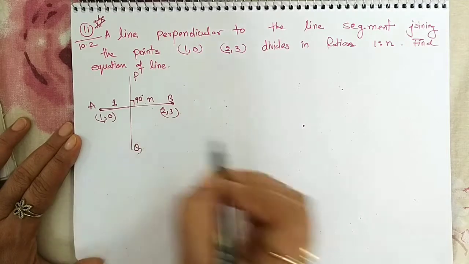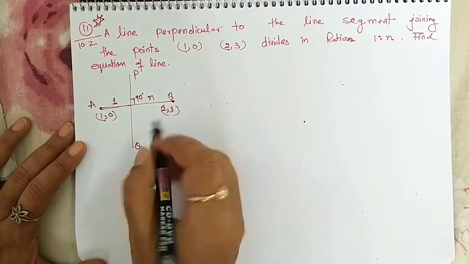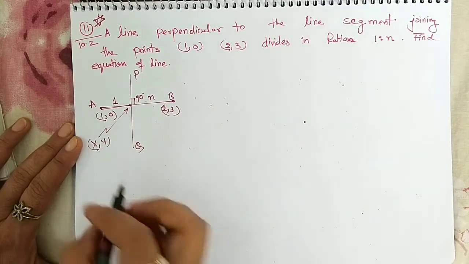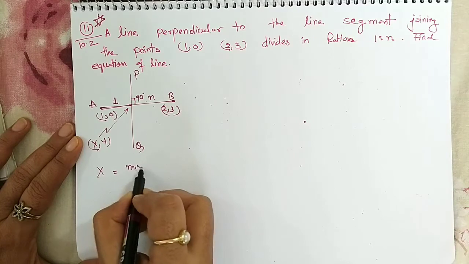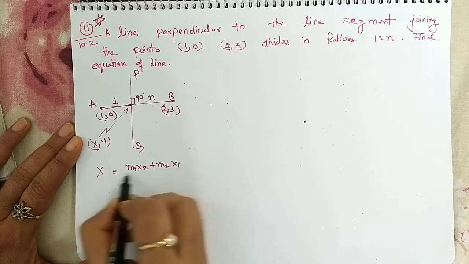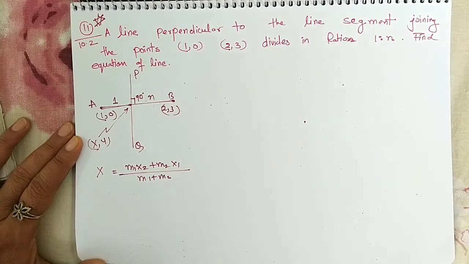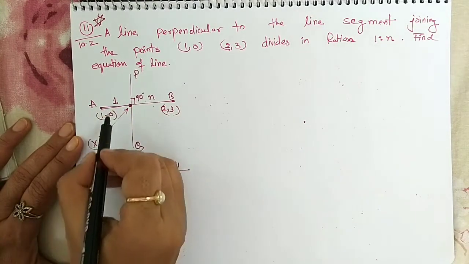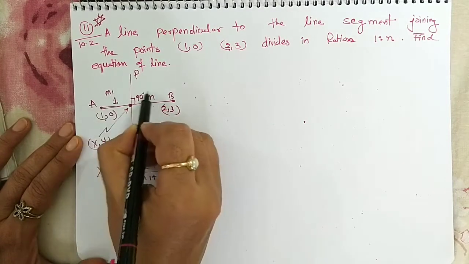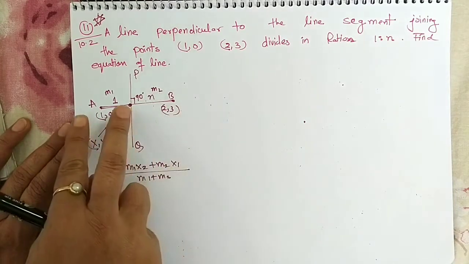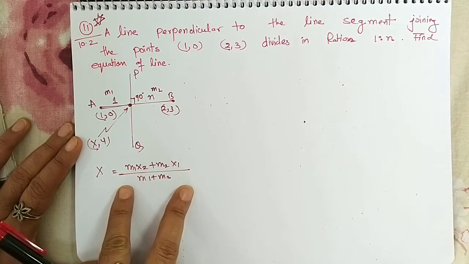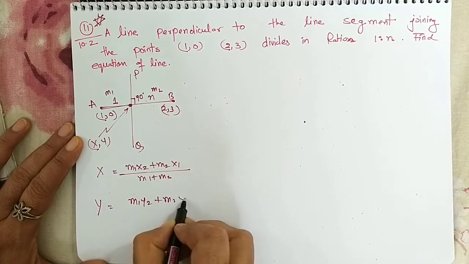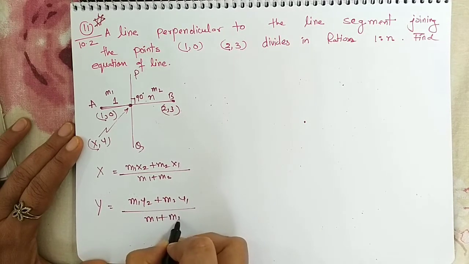Okay. So if you remember, the formula for this point x comma y used to be what? x used to be m1 x2 plus m2 x1 by m1 plus m2. Correct? The point at which this is divided in the ratio. So this is nothing but m1 and this is nothing but m2, this ratio, right? This formula was given in class 10. And y is given as m1 y2 plus m2 y1 by m1 plus m2.